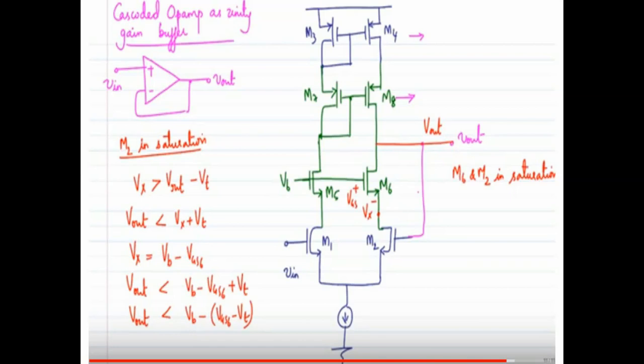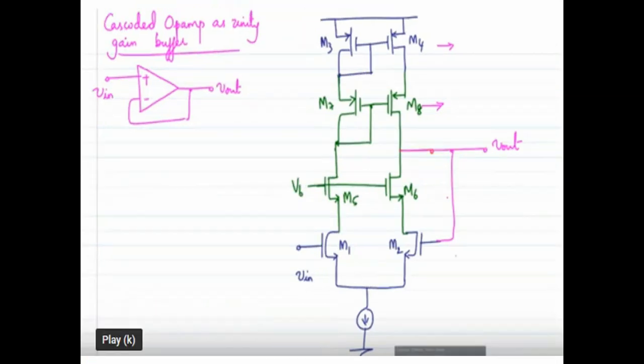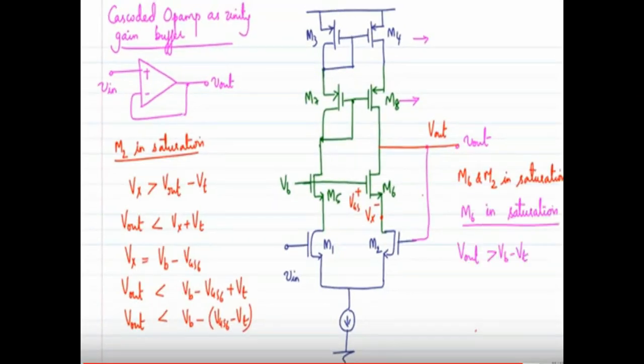Next we consider the transistor M6 and its saturation condition. Again M6 is an NMOS, and the saturation condition is VDS greater than VGS minus VT. For M6 the drain is our Vout, so Vout is greater than Vb minus Vt.